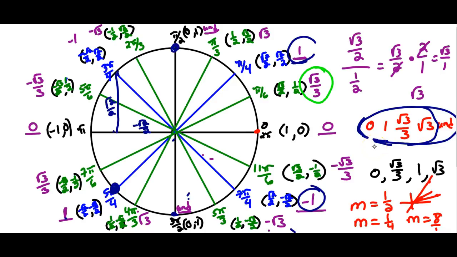0 is the smallest. So you go 0, square root of 3 over 3, 1, square root of 3, and then undefined. Here's our order right here. It's in that order as it goes around.